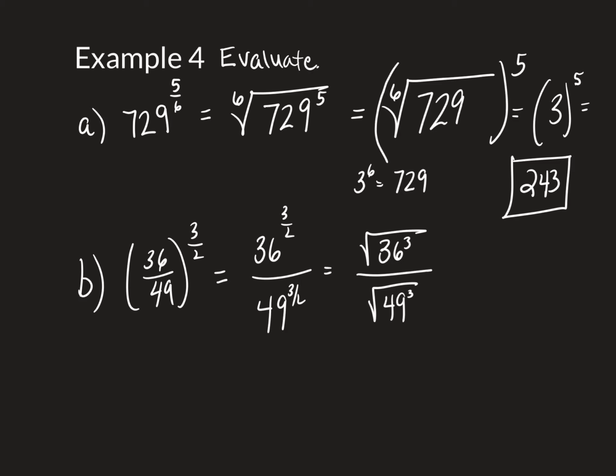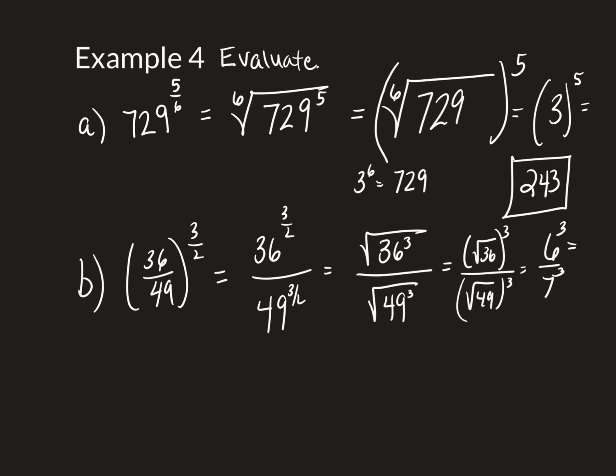And I do not want to multiply 36 times 36 times 36. So I'm going to rewrite that to look like this. The square root of 36 raised to the 3rd power. The square root of 49 raised to the 3rd power. The square root of 36 is 6. Then I'm going to raise that to the 3rd power. The square root of 49 is 7. Then I'm going to raise that to the 3rd power.